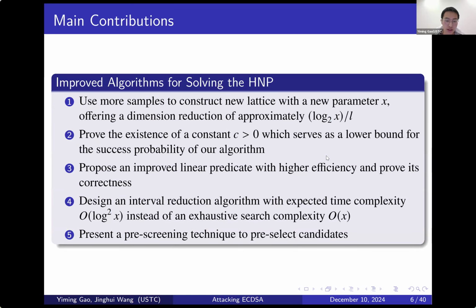Our main contributions are listed as follows. First, we design an improved algorithm for solving HNP. We use more samples to construct a new lattice with a new parameter x, offering a dimension reduction of approximately log x over l. Second, we prove the existence of a constant which serves as a lower bound of our success probability. Third, we propose an improved linear predicate with high efficiency and prove its correctness. Then, we design an interval reduction algorithm to avoid exhaustive search. Finally, we present a pre-screening technique to pre-select candidates.